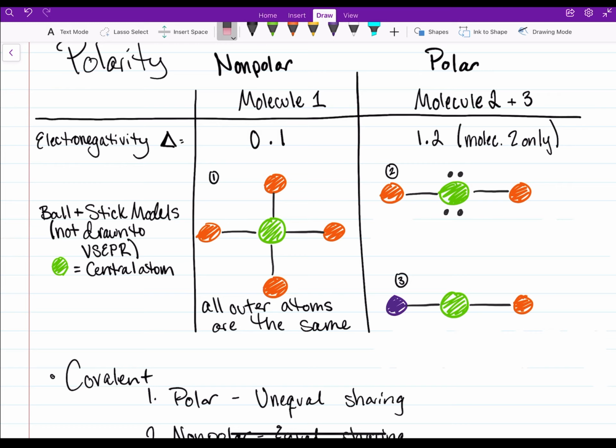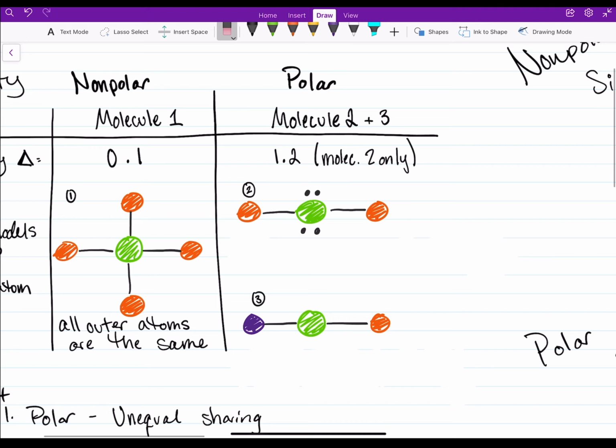Now let's look at polarity in terms of a polar molecule. Looking at molecule number 2 here, we do have all outer atoms the same, right? This looks like our rule should apply here, but there's something different happening on the central atom. On our central atom here, we have lone pairs. If you have lone pairs, that is going to tell you that you have a polar molecule. So if you have lone pairs on the central atom, even if the outer atoms are exactly the same, you have a polar molecule.